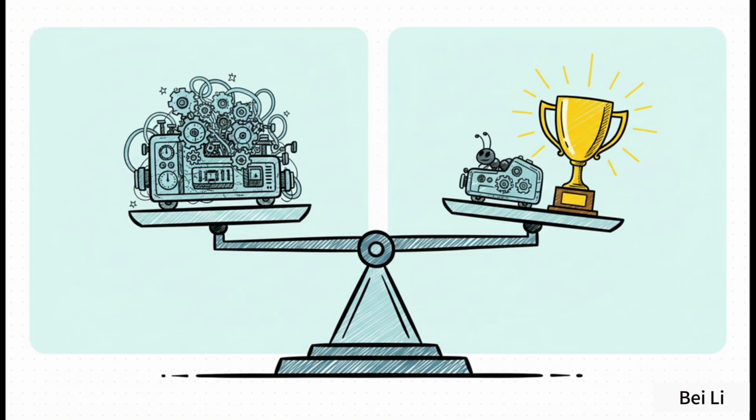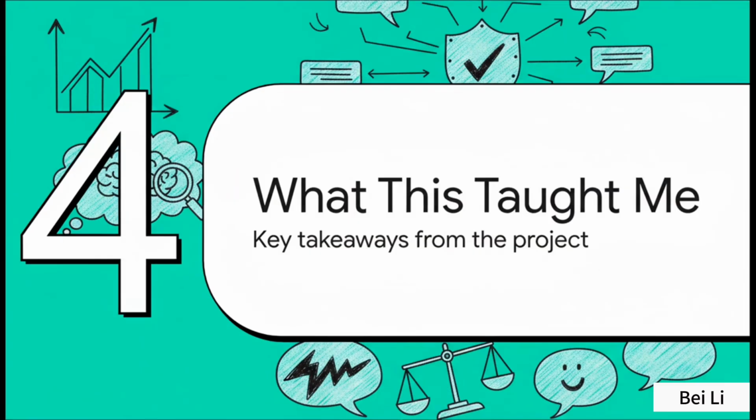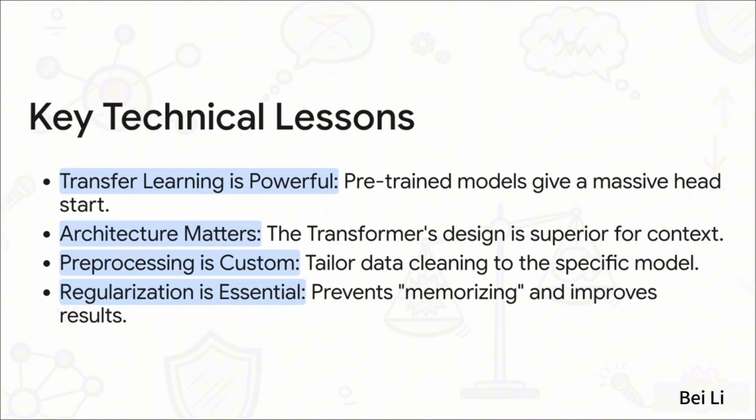All right, last section. What this taught me. So, with a clear winner declared and the competition over, let's talk about the key takeaways. Beyond just the numbers and the scores, what did I actually learn from building and testing all of these models? I've really boiled it down to 4 key technical lessons. First, transfer learning is an absolute game changer. Starting with a pre-trained model gives you an almost unfair advantage.